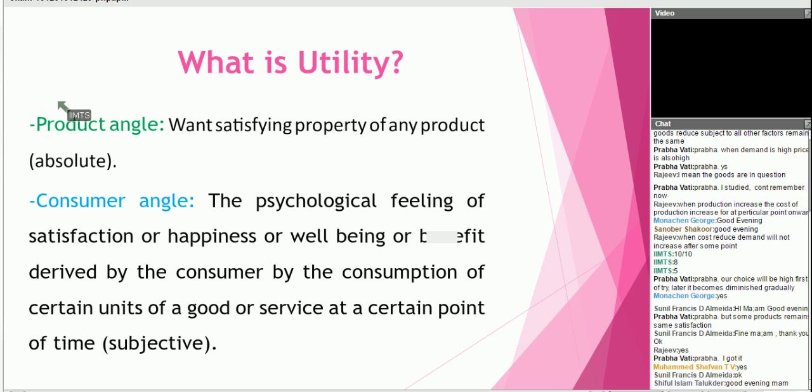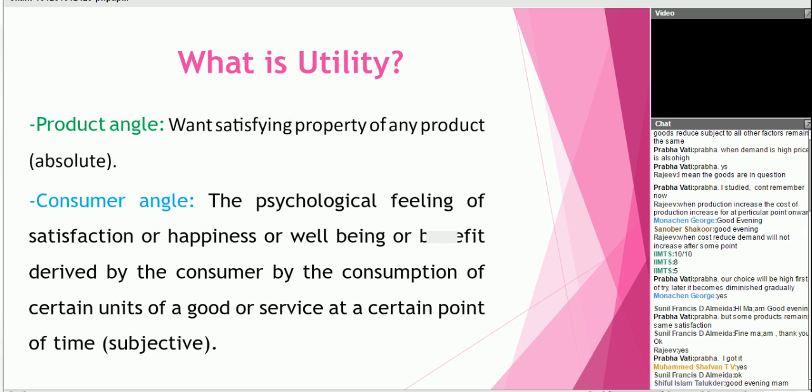So I just told you about this utility. So did you all understand the meaning of utility? Utility in simple words means the satisfaction which we get by the consumption of a product. Okay? Are these two things clear to everybody?